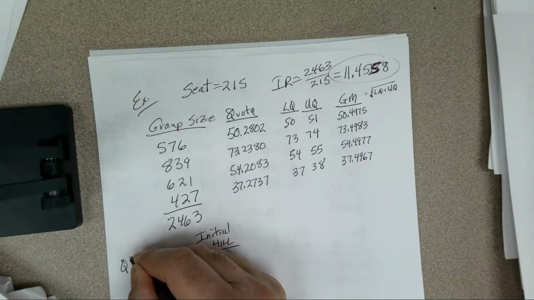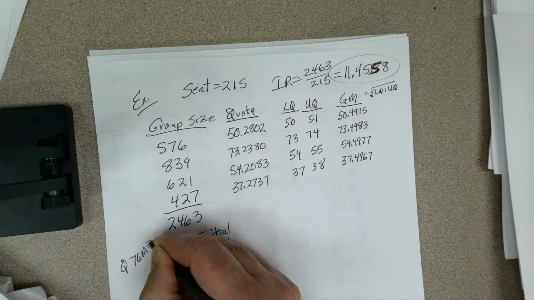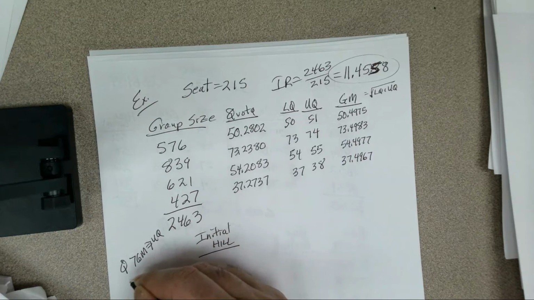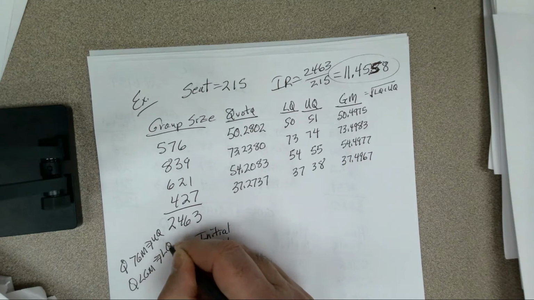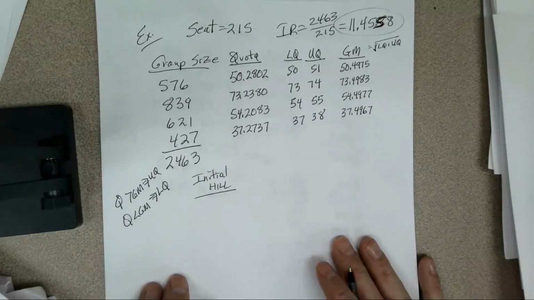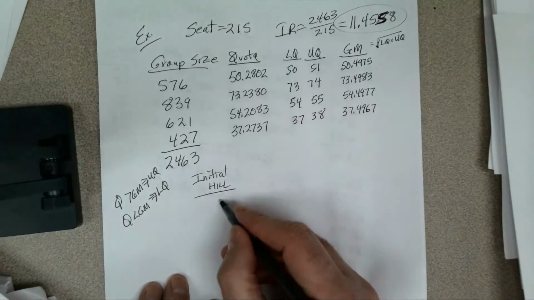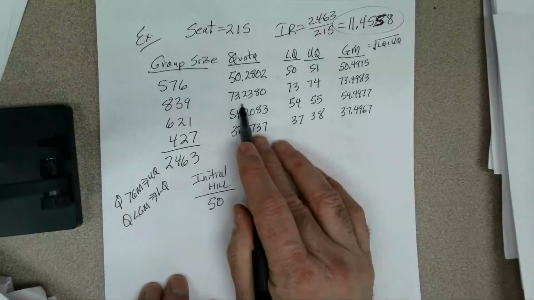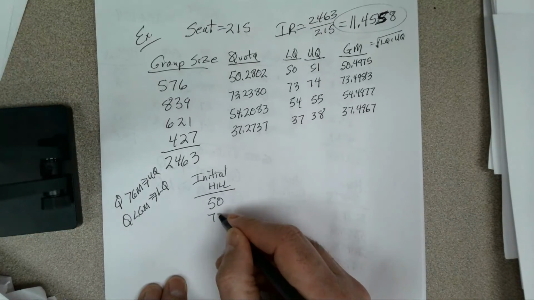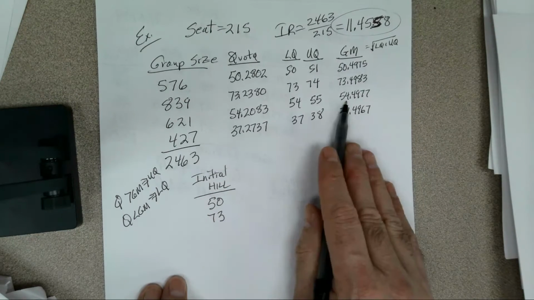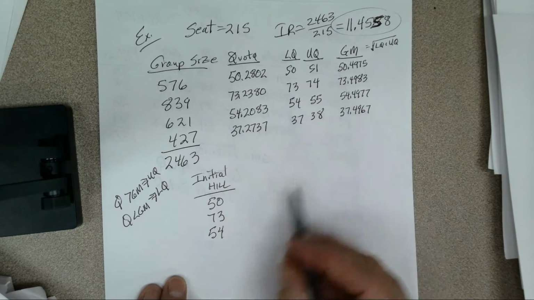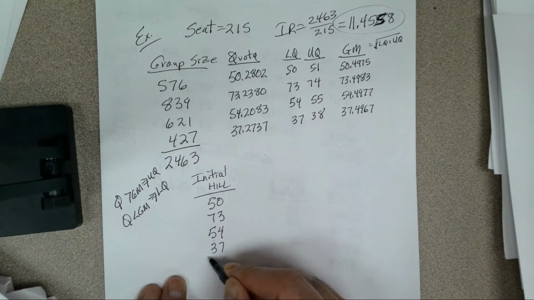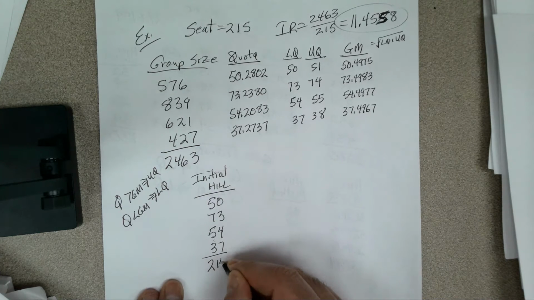All right, so let's do our initial Hill down here. Remember, quota greater than geometric mean, you take the upper quota. Quota less than geometric mean, you take the lower quota. So this is less than, so that's the lower quota. That is less than that, lower quota. That is less than that, lower quota. That is less than that, lower quota. So when you add these up, I'm one away.